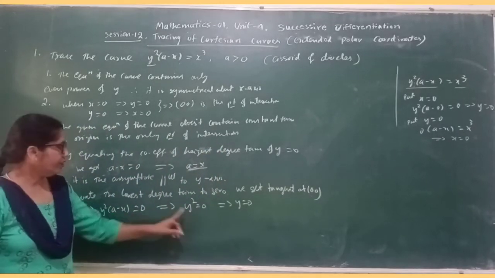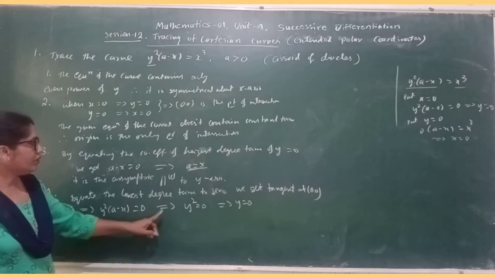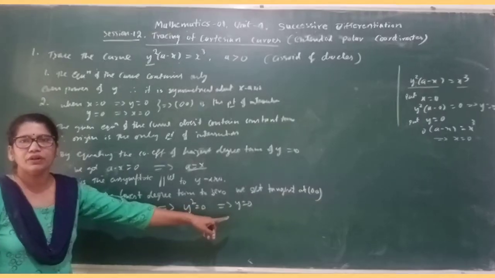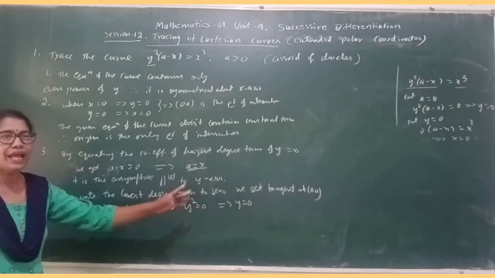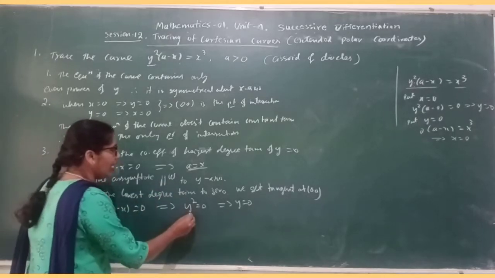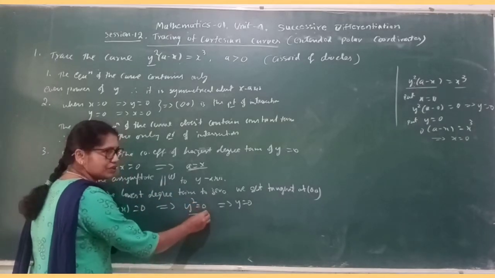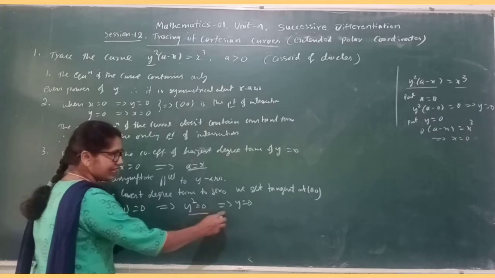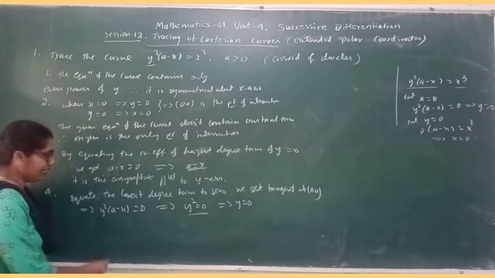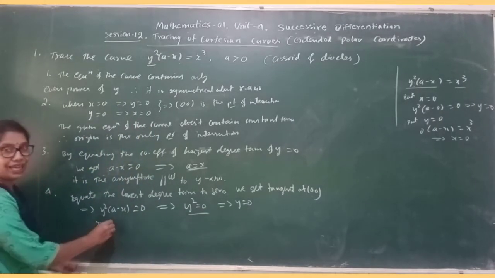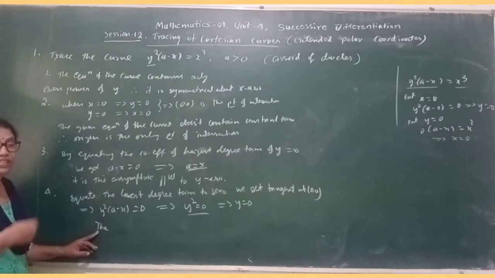Now, when we equate the lowest degree term to 0, we get y is equal to 0. Thus, the two tangents... it should have two tangents. Y square is equal to 0 means two values we should get, but a single value we are getting. That implies that the two tangents are coincident.